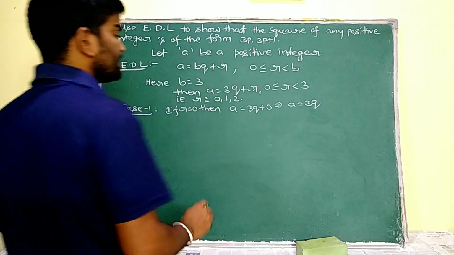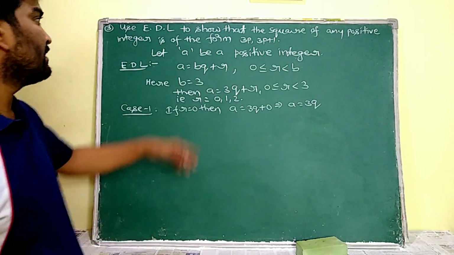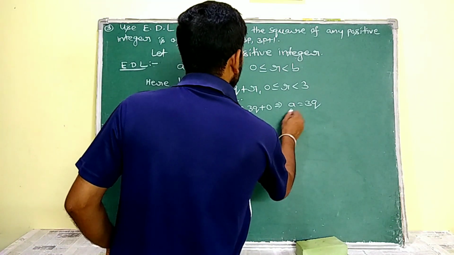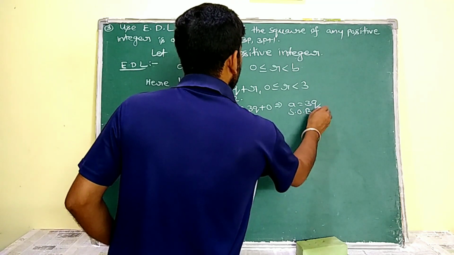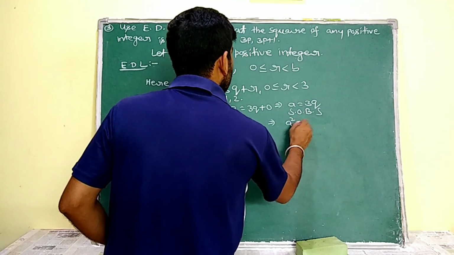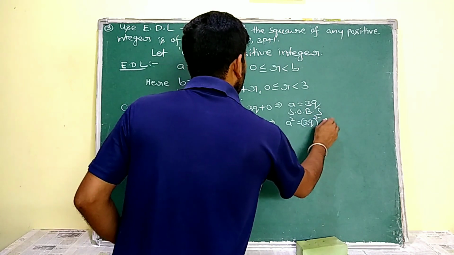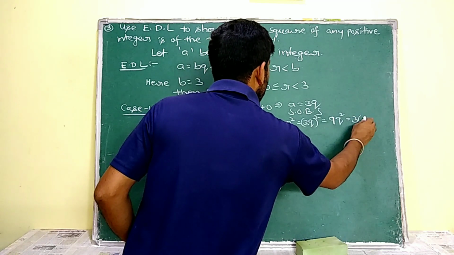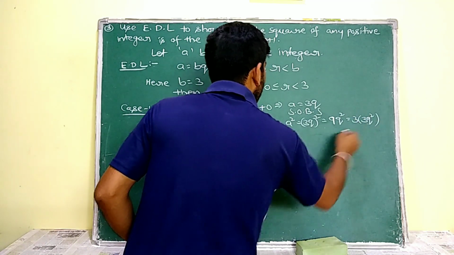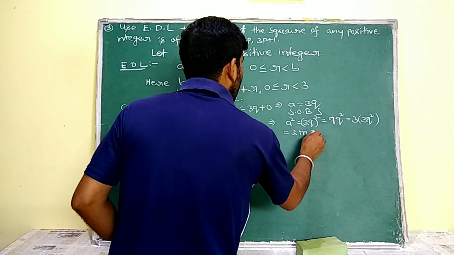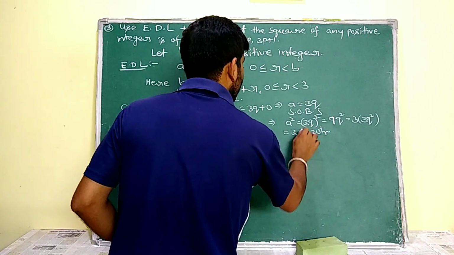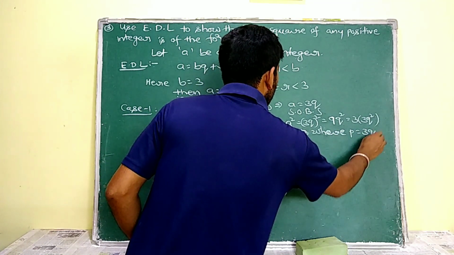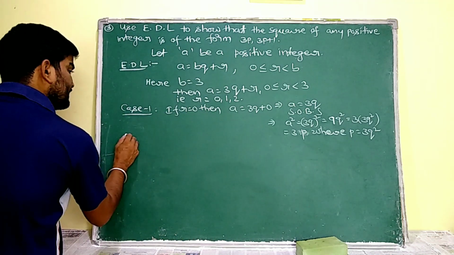Now I have to express this in the form required. Show that the square of any positive integer is of that form, so I am going to do the squaring on both sides. Squaring on both sides means a square is equal to (3q) whole square, that is equal to 9q square. I am going to express this 9q square as 3 into 3q square, that is equal to 3 into p, where p is equal to 3q square.